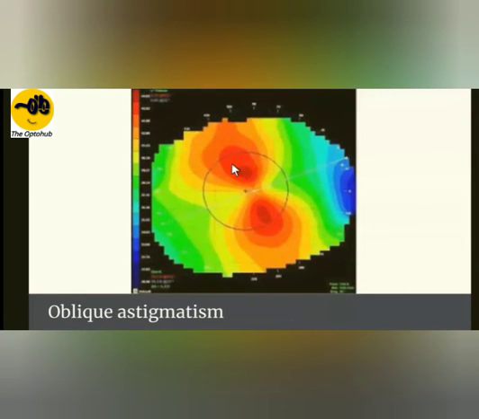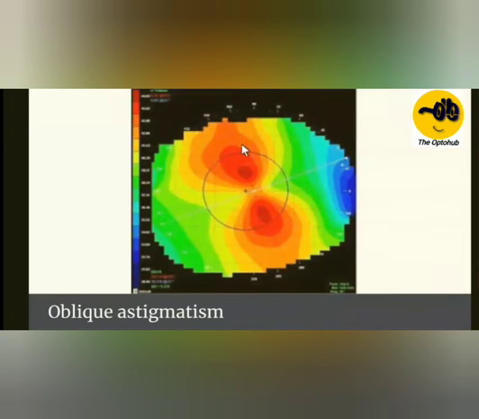The next would be an oblique astigmatism. Oblique is nothing but the ones which are not vertical and not horizontal; that will fall into the oblique astigmatism. This is how oblique astigmatism looks like.